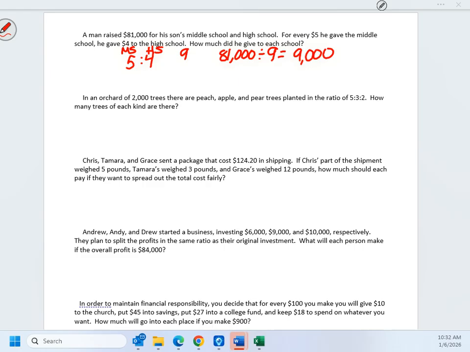What's our next step that we've been doing? What did we do on that front page? Go ahead, flip it. What did we do once we found out how much each part was? What was our next step? I have to multiply each part of that ratio by this. So I have my 5, I need to multiply that by 9,000. I have my 4, I need to multiply that by 9,000. So how much money does he give to the middle school? Ellen? 45,000.